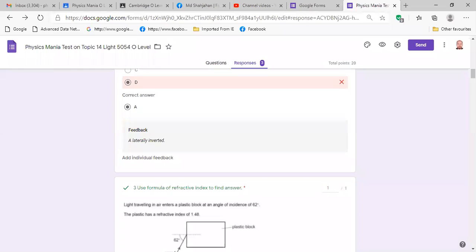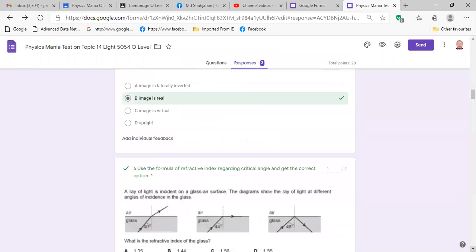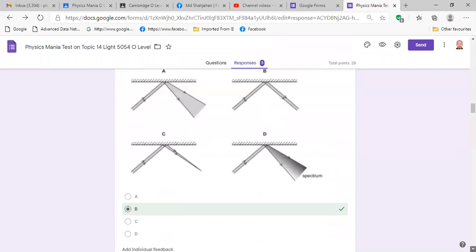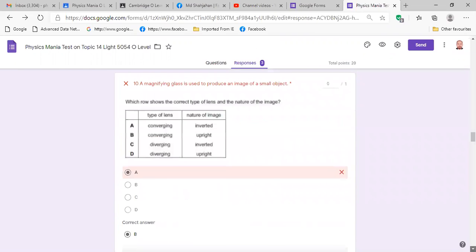Okay, so this mistake is clear to you. You understood that one. Then next, which one? Yeah, this one. Magnifying glass. Correct type of lens and the nature of the image. In magnifying glass, what do we get? In magnifying glass, what type of lens are we using?